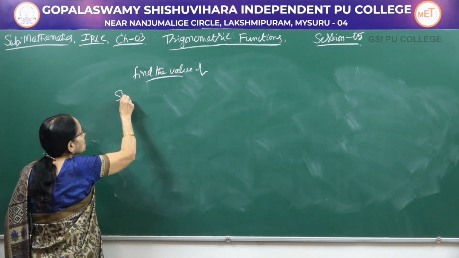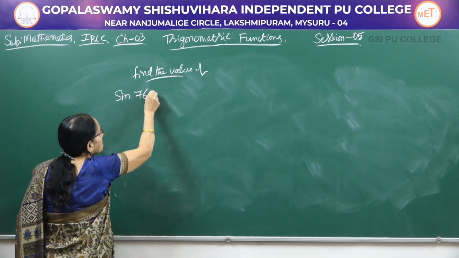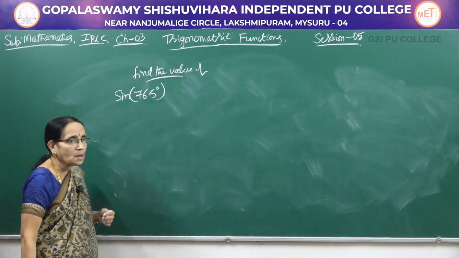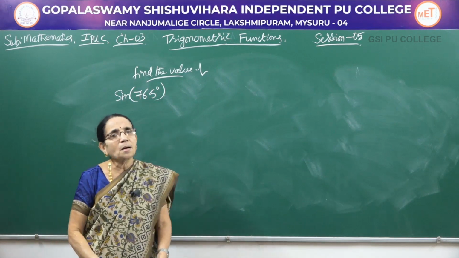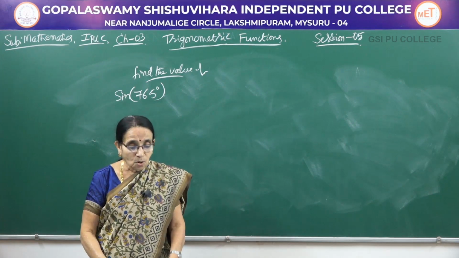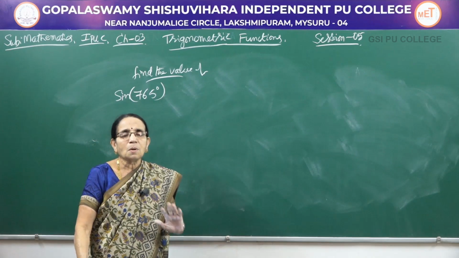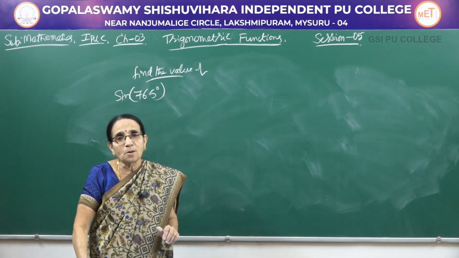First one, sine of 765 degrees. In this one I am giving you the angle either in degree or in radian measure. So, you have to be familiar with that one. That is why I have taught you the radian measure here. Remember the corresponding values also.